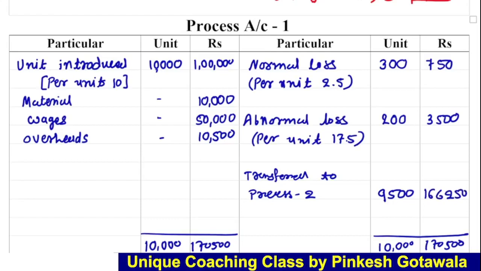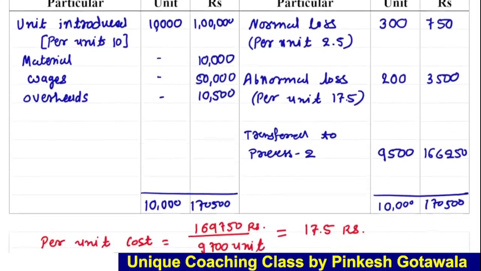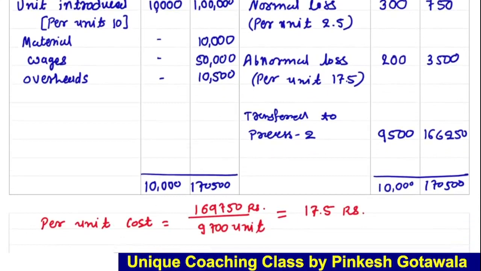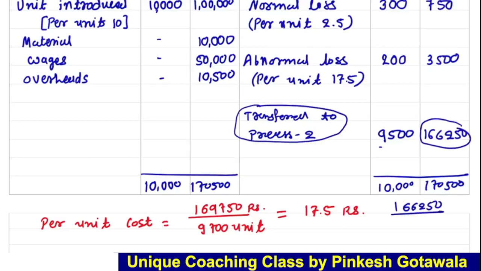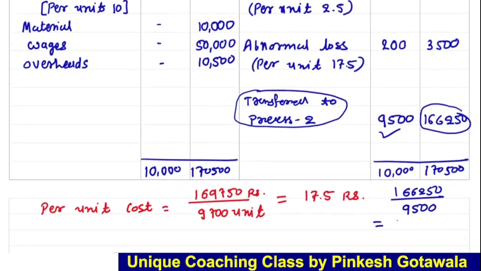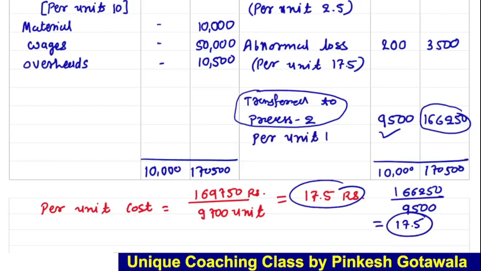And to remember one more point. Find out per unit cost for the unit which transfers to next process. Okay, the units that have gone to the next process, find out their per unit value also. How much will you get? Here 1,66,250 divided by 9,500 units. If you check this, you will get the same value, 17.5 as per this. Same value per unit 17.5.